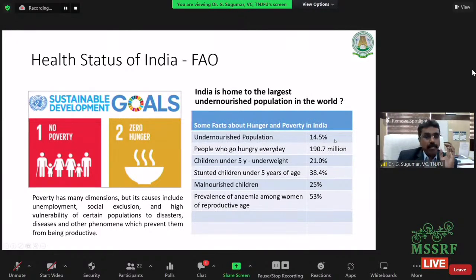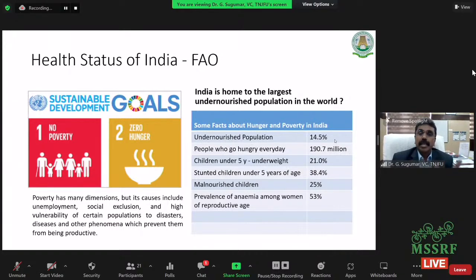When you see, poverty has many dimensions, but its causes include unemployment, social exclusion, and high vulnerability of certain populations to disasters, diseases, and other phenomena which prevent them from being productive. Even when they make genuine efforts, the scope is limited for such underprivileged people, and what do we do about them? When we are talking about no poverty, zero hunger, health, it is very important that we address it realistically and equitably without taking care of only one sector of the population.